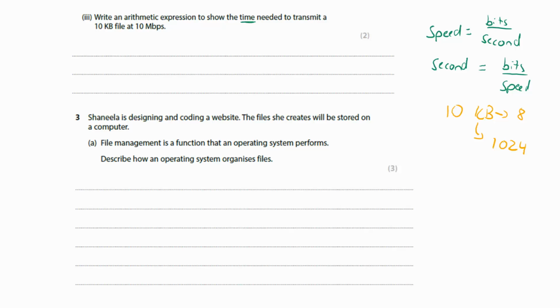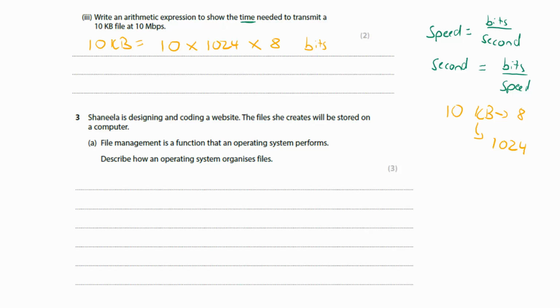So to get this number into bits, first of all we've got 10 kilobytes. We've got to multiply it by 1024 because that's the prefix kilo, and then by 8 because we want to get this into bits. We could just do a lowercase b there.